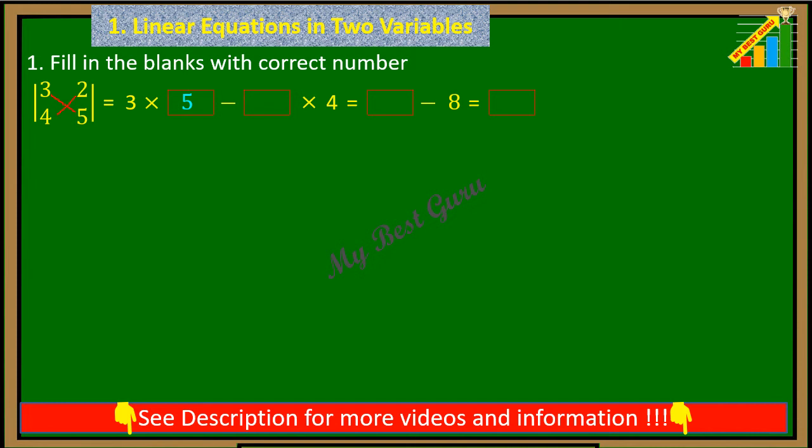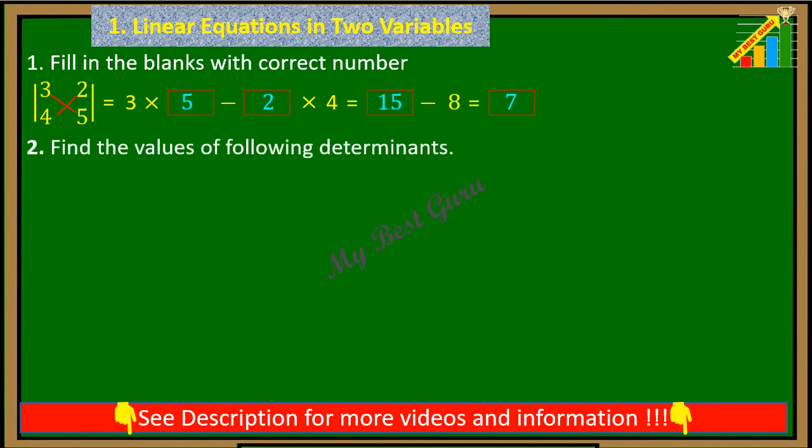And in between these you have to give a minus sign. So 3 multiplied by 5, so this blank is 5, minus 2 multiplied by 4. So this is 2 multiplied by 4. Now 3 multiplied by 5 is 15, minus 4 multiplied by 2 is 8. So 15 minus 8 is 7.